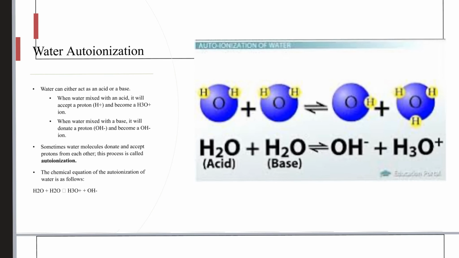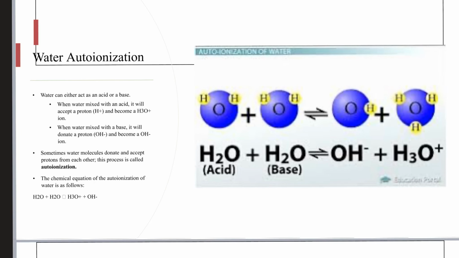When it comes to acids and bases, one of the first things that we look at and talk about is the ionization of water, or the autoionization of water. Water could either act like an acid or a base. It depends on what it's reacting with. If the water is reacting with an acid, then it's going to act like a base. So for example, if we have an acid here and here's water, water is going to act like a base.